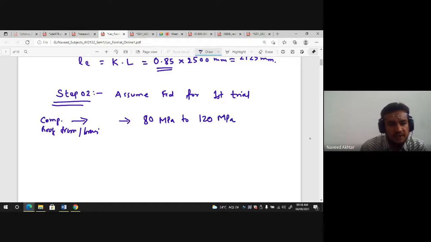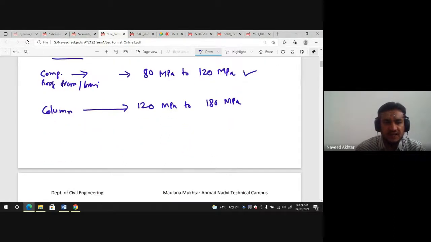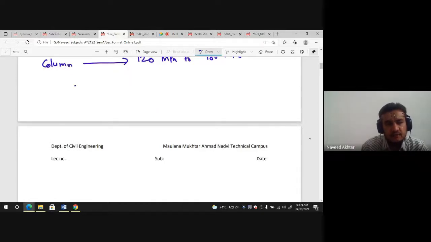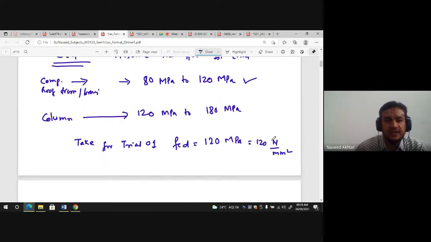Okay, but if column is there, then FCD we will assume from 120 to 180 MPa. So here in our case it is the compression member of roof truss, so we will go for 80 to 120 MPa. So I will assume my FCD here, take for trial 1, FCD is equal to 120 MPa or 120 Newton per millimeter square. Okay, so this is the assumed FCD.